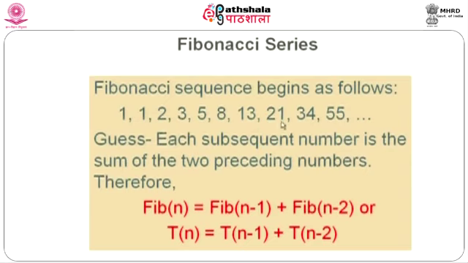So, using this particular logic, we can construct the Fibonacci function as Fibonacci of n is equal to Fibonacci of n minus 1 plus Fibonacci of n minus 2, or we can say T of n is equal to T of n minus 1 plus T of n minus 2. This is the recurrence equation for the Fibonacci series.